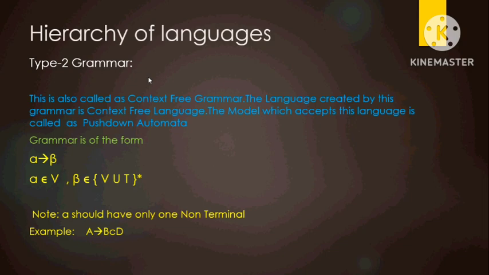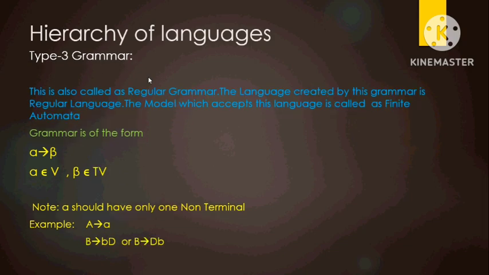And we come to the end of the session. It's called type 3 grammar. Type 3 grammar is also called regular grammar. The language which is generated from this grammar is called regular language. The model which accepts this regular language is called finite automata.